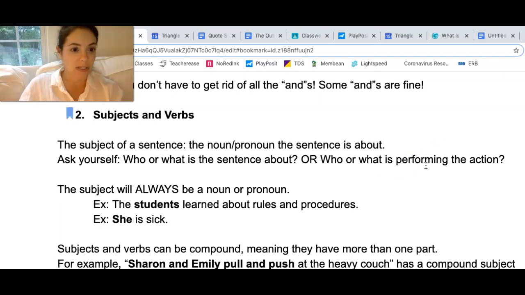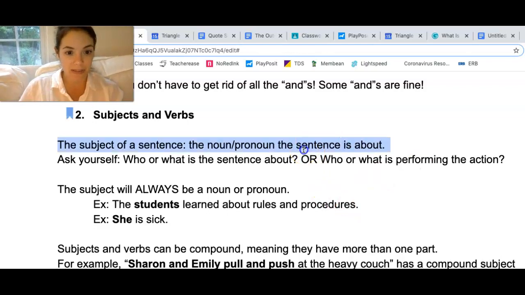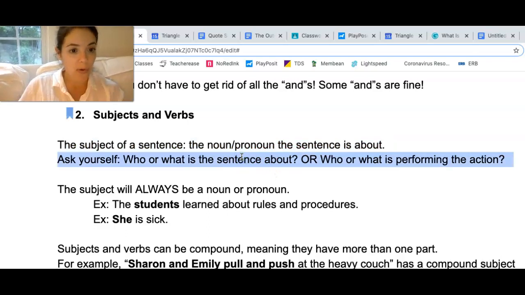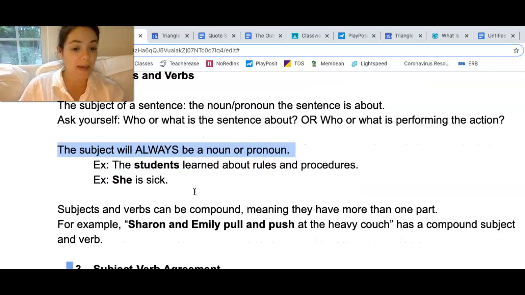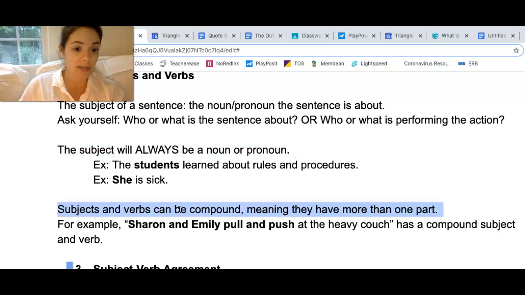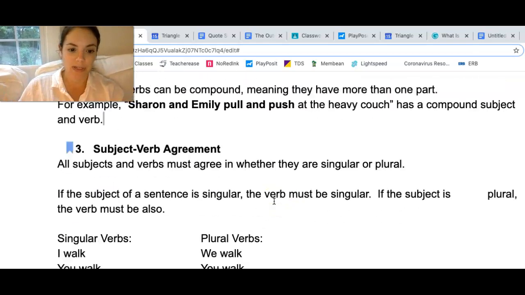Okay, so just to quickly recap subjects and verbs, the subject of a sentence is the noun or pronoun that the sentence is about. Okay, so if you're trying to figure out the subject, ask yourself who or what is the sentence about, or who or what is performing the action. Remember, the subject will always be a noun or pronoun, okay? And you can have compound subjects and verbs like Sharon and Emily, that's my subject. Pull and push, those are both my verbs at the heavy couch. So you can have more than one in that way as well, okay? So just a quick refresher with those subjects and verbs.